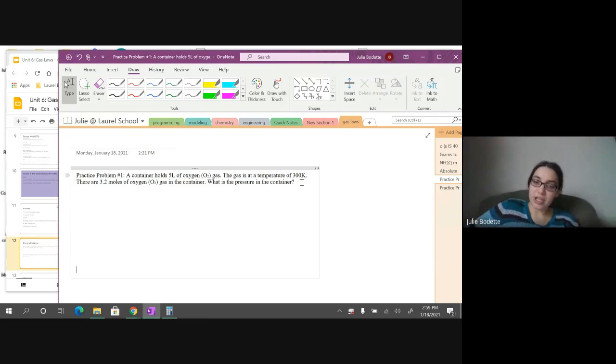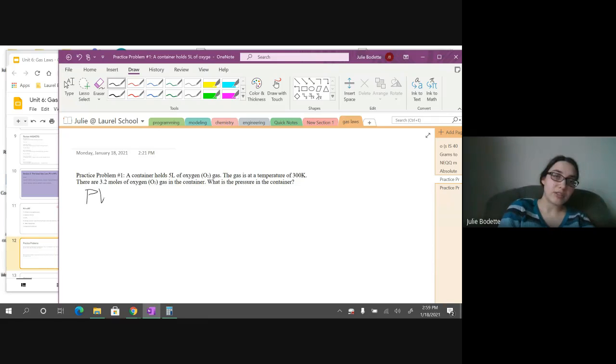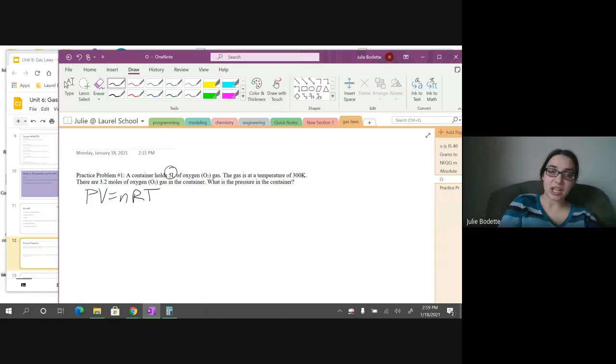Okay, so let's write out our equation. So I have PV equals nRT. And then let's start plugging these in. Let's see. So 5 liters of oxygen gas. So that's a volume. So 5 liters is going to go in for my volume. Temperature of 300 Kelvin. Okay, that's my temperature.